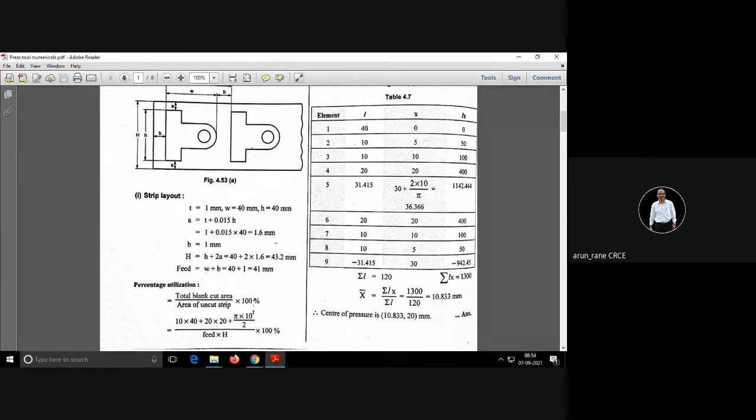आर यू एबल टू इमेजिन दिस? यस सर. एक स्टेशन में आपका ब्लैंकिंग हो रहा है और दूसरा स्टेशन में आपका, नाउ इमेजिन करो कि पियर्सिंग स्टेशन नहीं है, इमेजिन करो ओनली ब्लैंकिंग हो रहा है, तो फोर्स, प्रेस को फोर्स कम लगेगा क्या ज्यादा लगेगा?